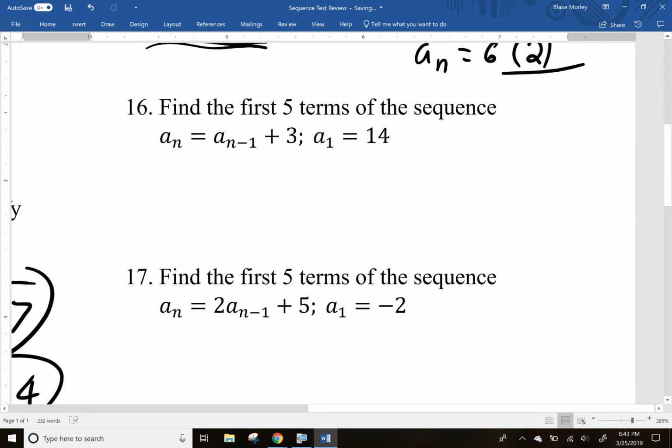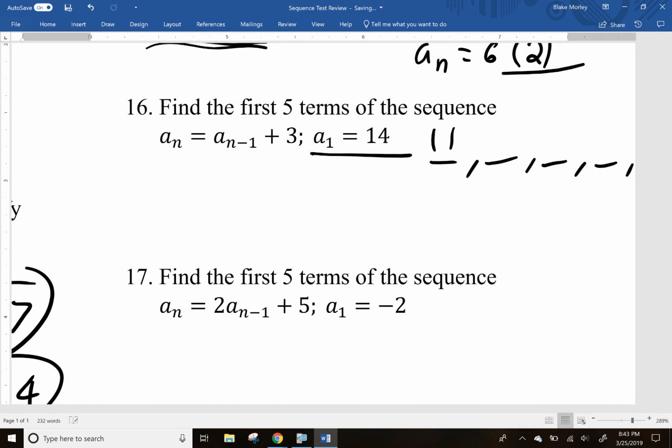All right. So find the first 5 terms of the sequence. Number 16. So number 16, we already know the first term is 14. So I'm going to list these out over here. So the first term is 14. It tells me that right there. Now what this formula says here, when you see a n minus 1, you're going to see it here as well in the next problem. A n minus 1, that whole thing means previous term.